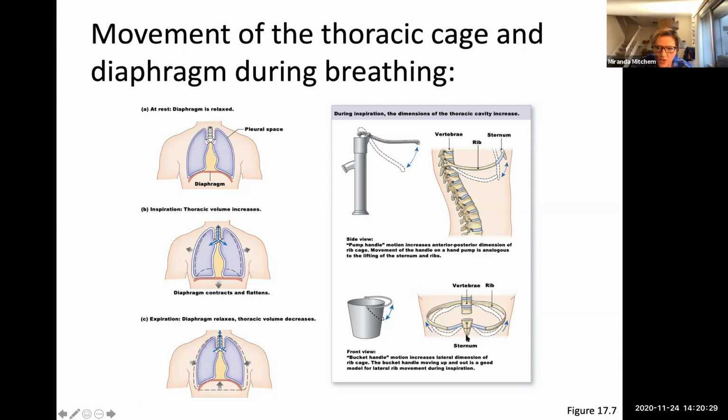So we can see the sternum in the center. So that's the very center of the rib cage, where everything wraps back. And so it's going up, kind of up and out as the lungs expand during inspiration.